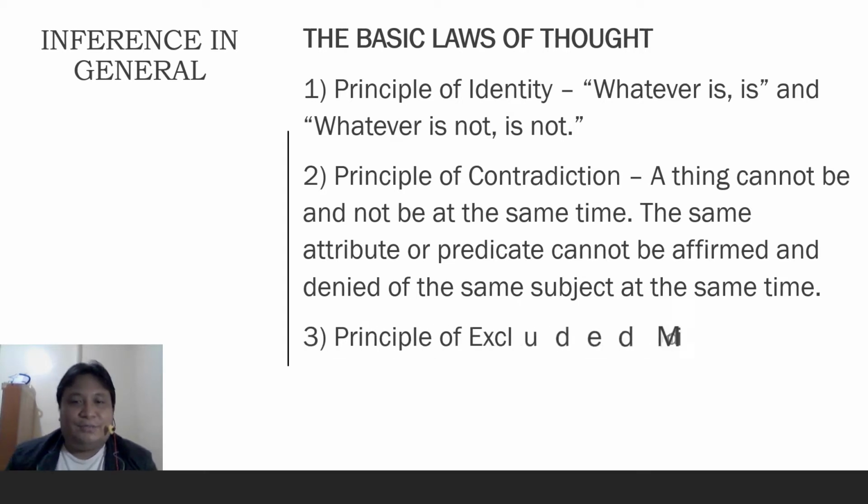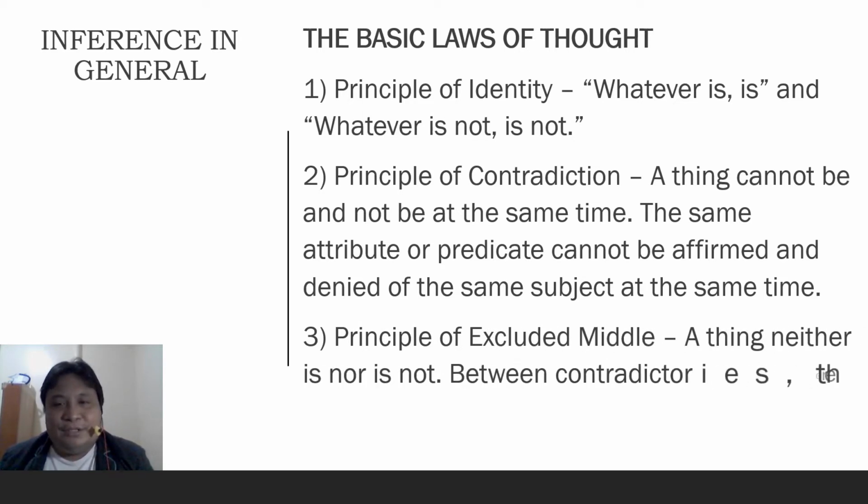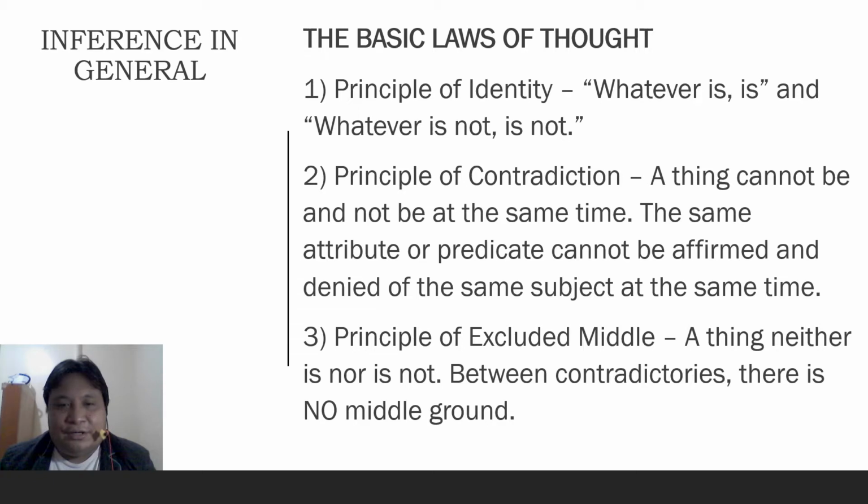Okay, next one is the principle of excluded middle, in the sense that a thing either is or is not. In other words, between contradictories there is no middle ground. Between true and false, there is no middle way. Between the extremes of truth and falsity, there is no middle ground. Between yes and no, there's no middle ground. You have to choose either yes or no, true or false. That is the principle of excluded middle.